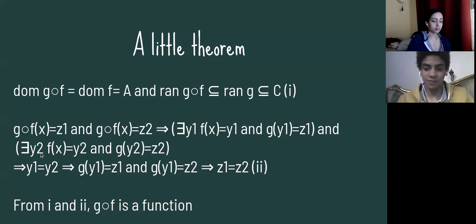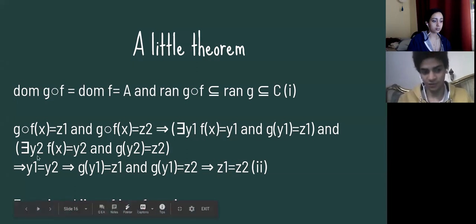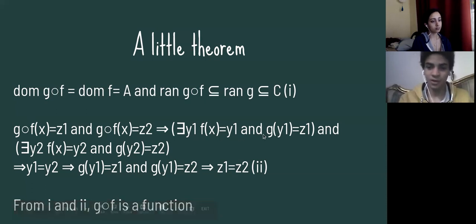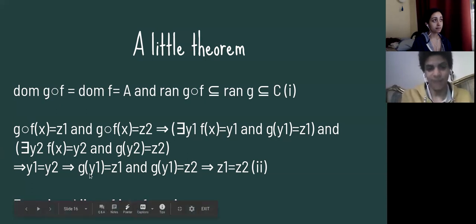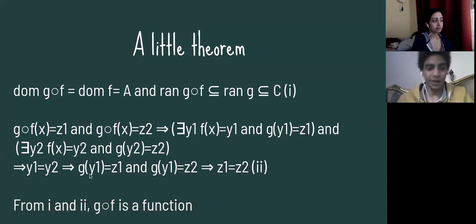Now, applying the same logic to G after replacing every y2 with y1. So this would be there exists y1 where f of x equals y1 and g of y1 equals z1, and there exists y1 where f of x equals y1 and g of y1 equals z2. So what I will have is that g of y1 equals z1 and g of y1 equals z2, since already y2 equals y1, okay? But if g of y1 equals z1 and g of y1 equals z2, and I know that g is also a function, then by definition, z1 would be equivalent to z2.